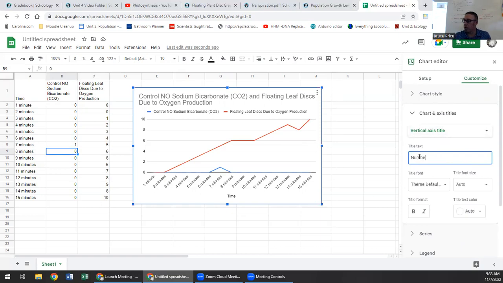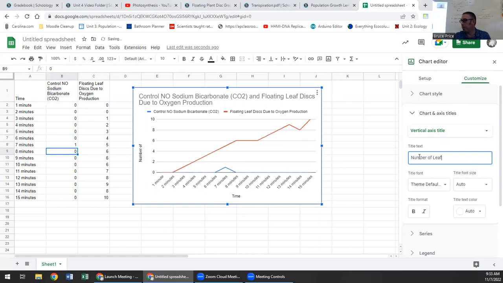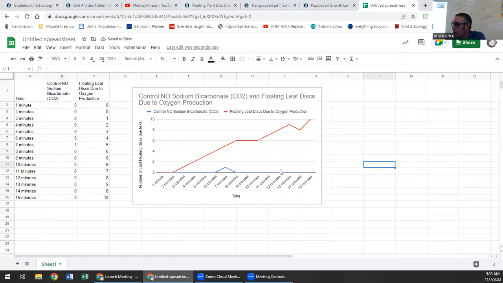And this is the number of leaf floating disks due to oxygen production. So we're measuring photosynthesis that way, okay? And so now let's go through this and check. I have a title that tells me what's going on. I have labeled what these numbers on the vertical axis are. My time was really easy because it was set up and it's labeled time.